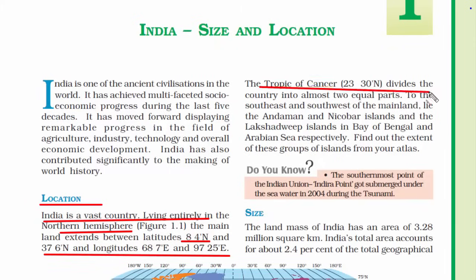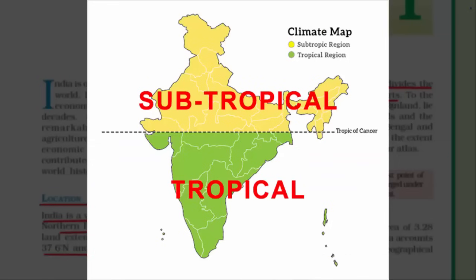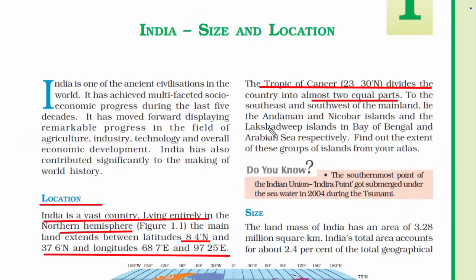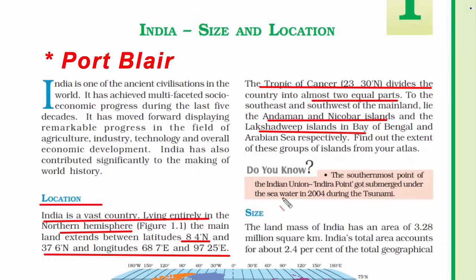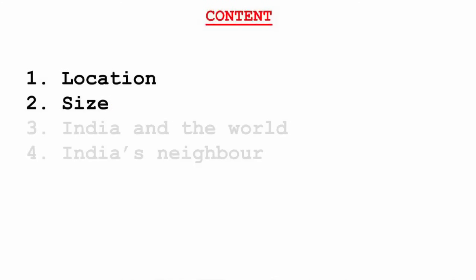The Tropic of Cancer divides our country into two equal parts. The part below the Tropic of Cancer is also called the tropical region, and above it is called the subtropical region. In the southeast and southwest, we have the Andaman and Nicobar and Lakshadweep Islands. The capital of Andaman and Nicobar Islands is Port Blair, and the capital of Lakshadweep is Kavaratti. Remember this.